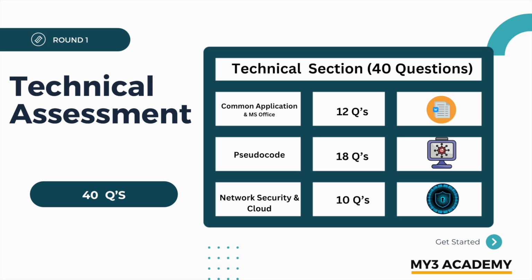You have to spend time there to understand the code and its execution, and what the output will be. The remaining 12 questions and 10 questions, which come from the common applications of MS Office and network security and cloud, are going to be very easy, and mostly theory questions you will be seeing here. We'll look at how the questions are given and what the weightage is, so that you get clarity on how the 90 questions will look in the Accenture written examination.